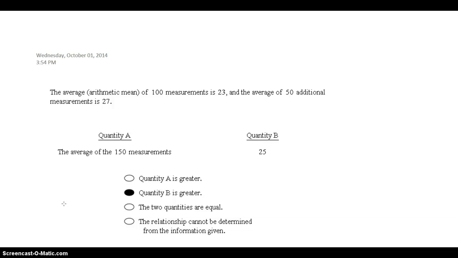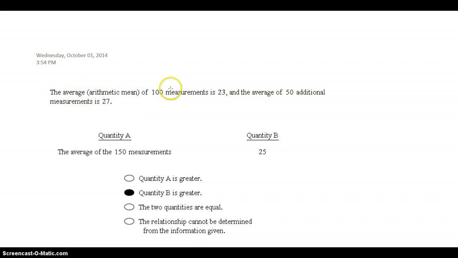Okay, Mary, let's just go through a couple of these, the ones that you were missing. This first one, we have a bunch of these quantity A, quantity B problems, as I'm sure you realized, where we have to tell: is one greater than the other, are they equal, or can you not tell?